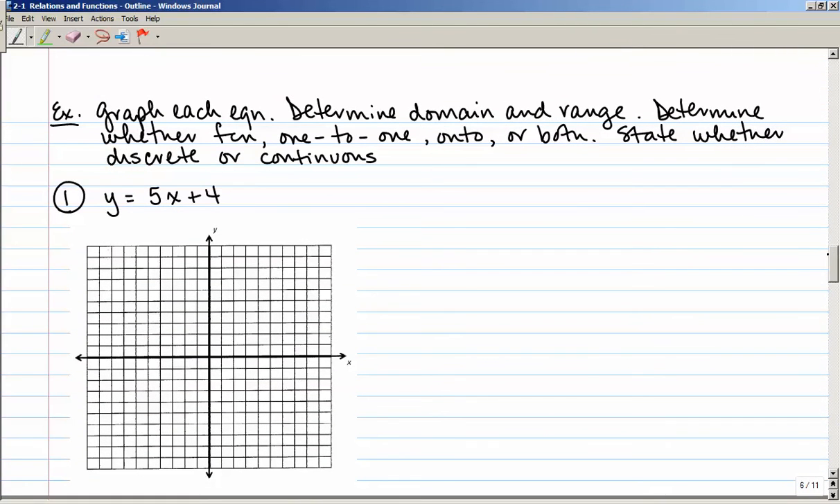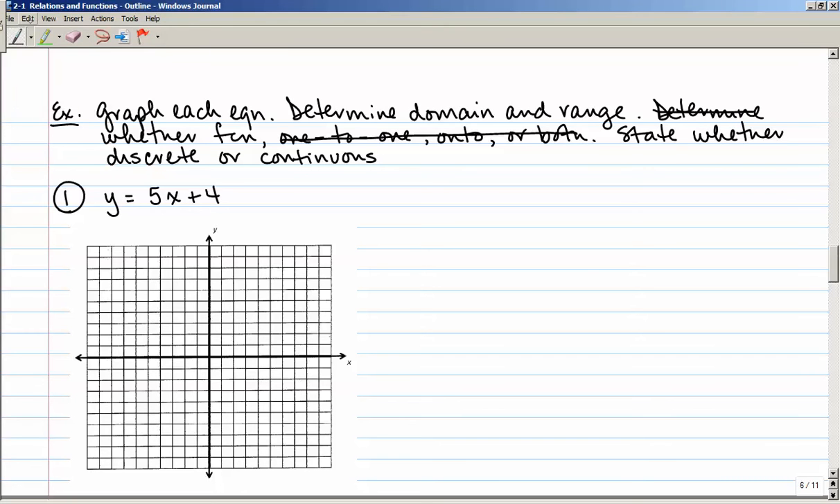So we're going to graph each equation here and then determine whether it's one. Actually, we're not going to do that. We're going to graph each equation, determine the domain and range. I think we're going to skip the, oh wait, we do want to determine if it's a function, but we're going to skip the one-to-one, onto, and both, and then state whether it's discrete or continuous. So our first one is y equals 5x plus 4, and it's possible to do this on your calculator. If you forget how to do that, come see me.